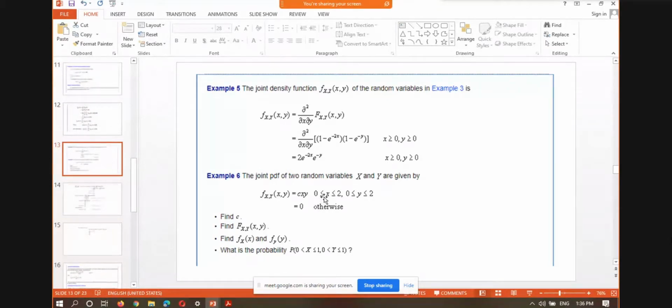So we see that this is our joint density function. It is cxy when x is greater than 0 and less than or equal to 2, and when y is greater than 0 and less than or equal to 2.